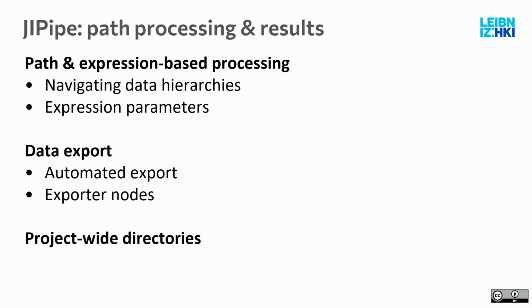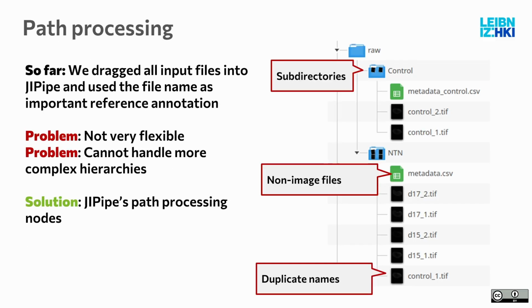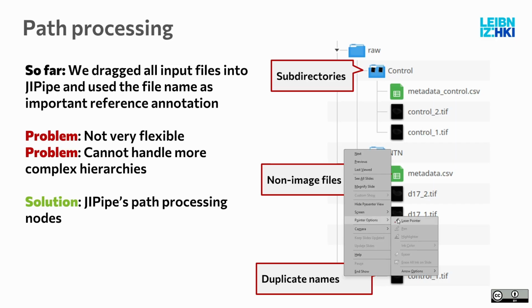So far, we basically dropped the files just in, and then JIPipe handled them as usual. We work directly on the files, but this is not realistic and very rare, actually, that you do it this way. It's also super inflexible, and JIPipe can actually do way more thanks to its path processing abilities. For example, you have some more complex hierarchies.